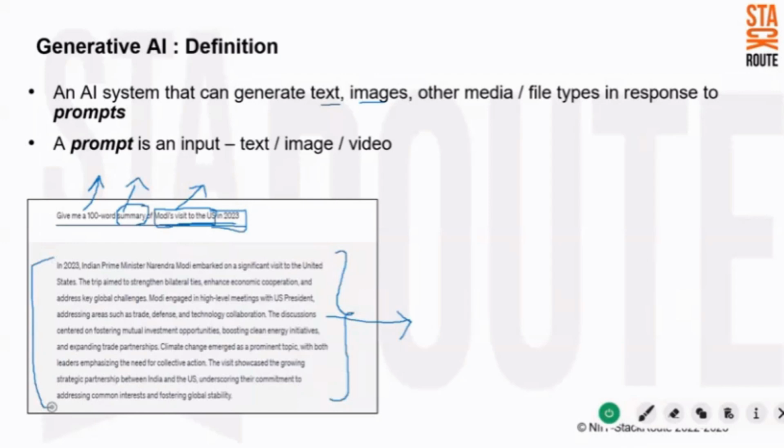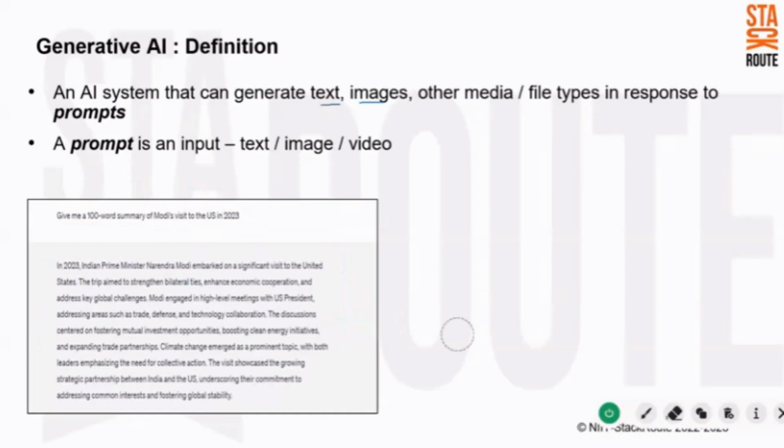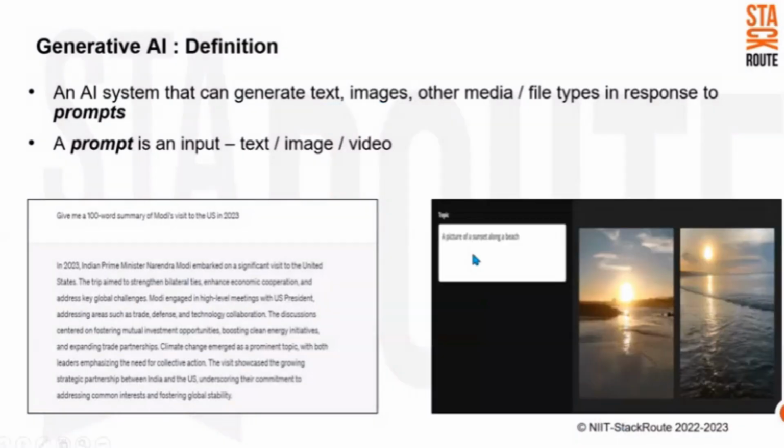I'm sure most of you would have tried ChatGPT and you would have seen a similar kind of output. OK, what you want, you give that as a prompt and then you get a reply. So this is what generative AI is all about. This is just a definition. Now let us look at one more example.